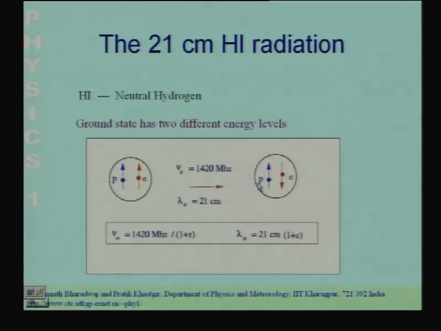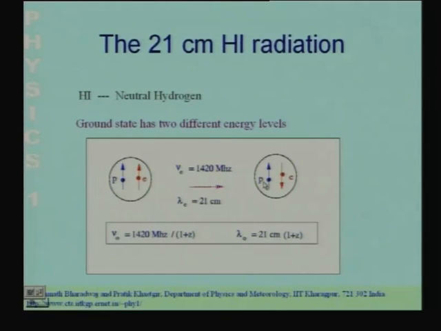Now, you could also have a hydrogen atom in the ground state where the spins of the proton and the electron are aligned in opposite directions. It turns out that the situation where the two spins are in opposite directions has a slightly lower energy than the situation where the two spins are aligned. So, the hydrogen atom could do a transition from this energy state to this energy state. Such a transition is called a hyperfine transition, and there will be a small energy difference between these two states. So, if I have a hydrogen atom in the ground state and it goes from here to here, there will be a small energy difference.